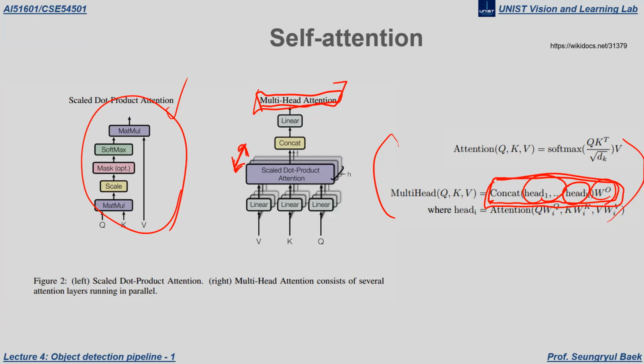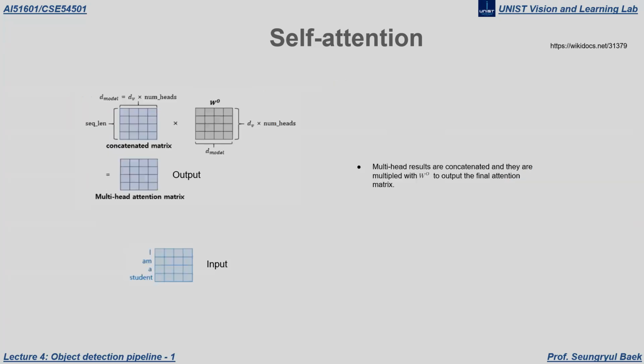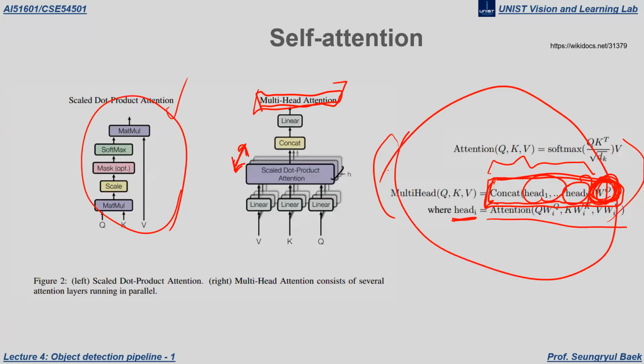We can obtain this attention result multiple times, concatenating their outputs and multiplying by this weight. This head i is indicating one attention result, right? And we can concatenate them and multiply by WO to get the final output. That becomes our final feature, and we can map it to the other output afterwards. So this is indicating this operation again.